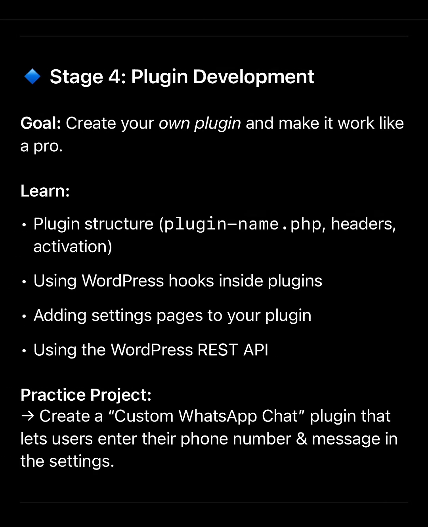Stage 4. Plugin development. Goal: create your own plugin and make it work like a pro. Learn plugin structure, plugin-name.php, headers, activation, using WordPress hooks inside plugins, adding settings pages to your plugin, using the WordPress REST API. Practice project: create a custom WhatsApp chat plugin that lets users enter their phone number and message in the settings.